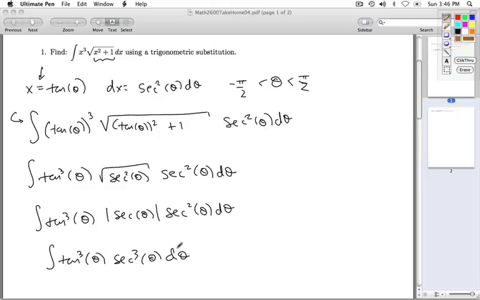And so we ask ourselves, can we spare a secant squared and convert everything into tangents? If I keep a secant squared aside, I'd have tangent cubed secant, so that's not going to work. So I ask, can I keep a secant tangent back and convert everything into secants? And this will work. Let me pull the secant tangent back. I'm going to be left with a tangent squared theta times a secant squared theta. And sure enough, I can convert the tangent squared into secant squared minus 1.